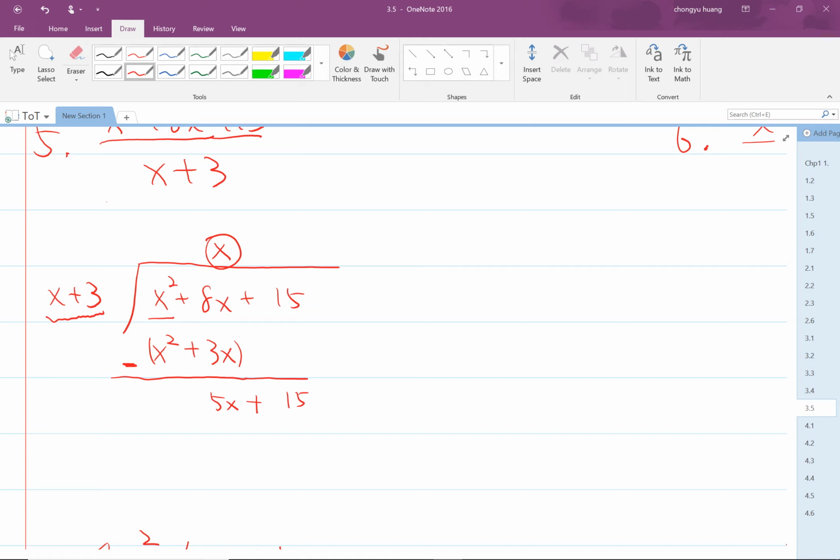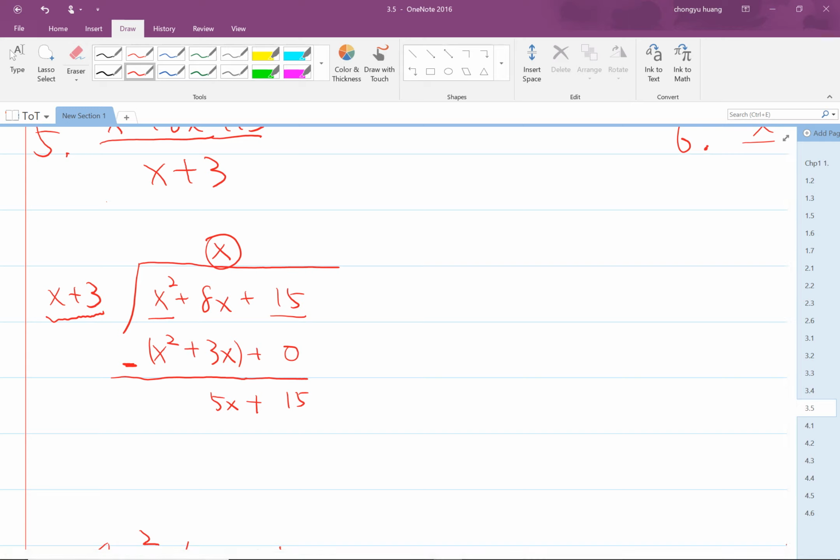After the process, we have 5x plus 15. You may ask why the number 15 is always going to be 15. It's because here it is actually plus 0. So basically, what you have is 15 minus 0, so it's just 15.